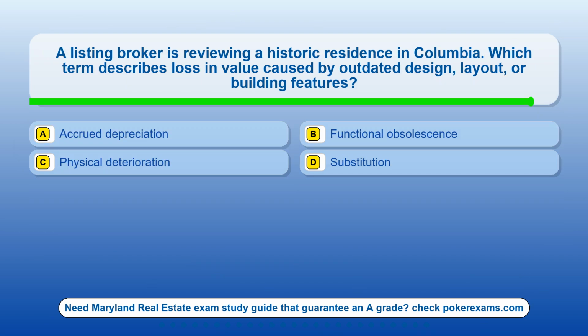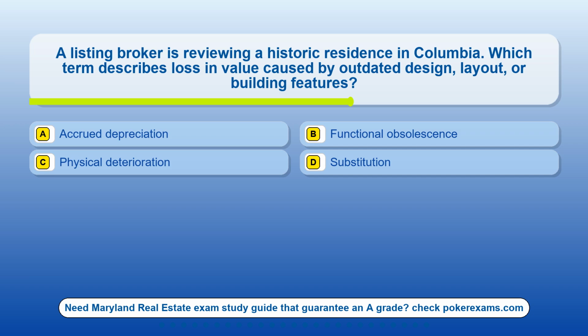Question 10. A listing broker is reviewing a historic residence in Colombia. Which term describes loss in value caused by outdated design, layout, or building features? Option A, accrued depreciation. Option B, functional obsolescence. Option C, physical deterioration. Option D, substitution.